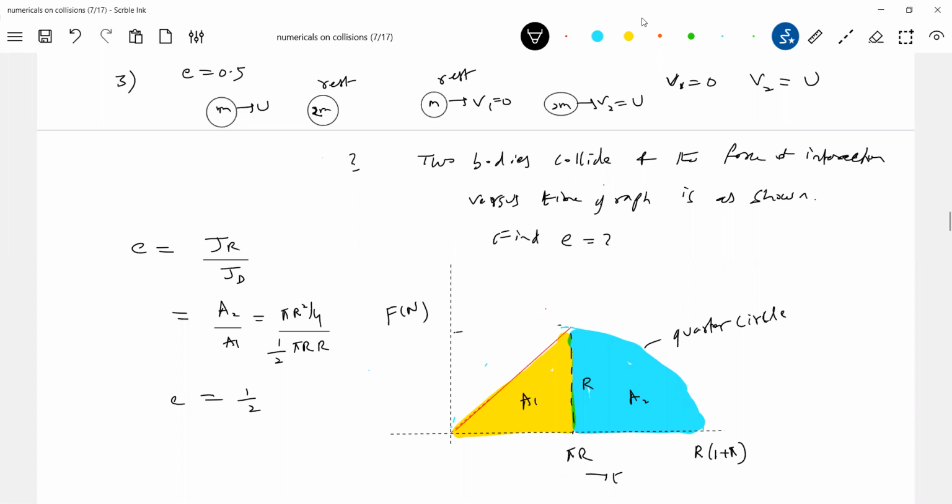It may not be, it can be of any shape. It's hypothetical. Practically, we don't have such a thing. It's just hypothetical.